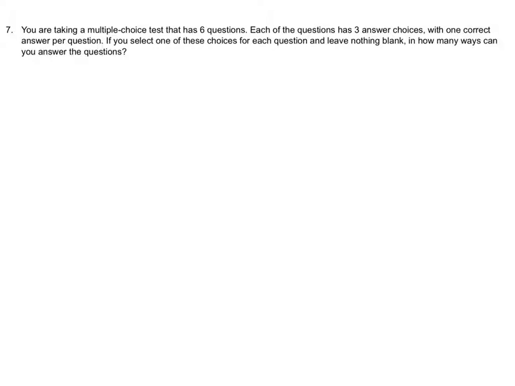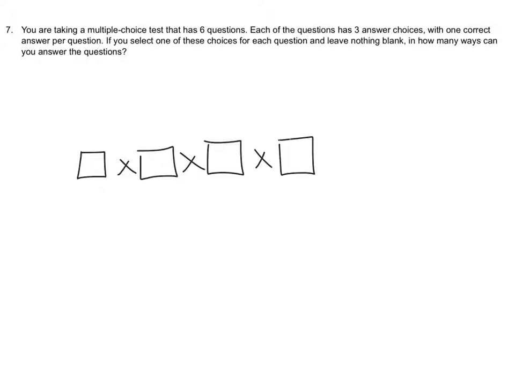You are taking a multiple choice test that has 6 questions. Each of the questions has 3 answer choices, with 1 correct answer per question. If you select one of these choices for each question and leave nothing blank, in how many ways can you answer the questions? Again, we're going to use the fundamental counting principle. We have 6 questions, so that means I have 6 separate tasks. So I'm going to draw 6 boxes to represent the 6 different tasks.